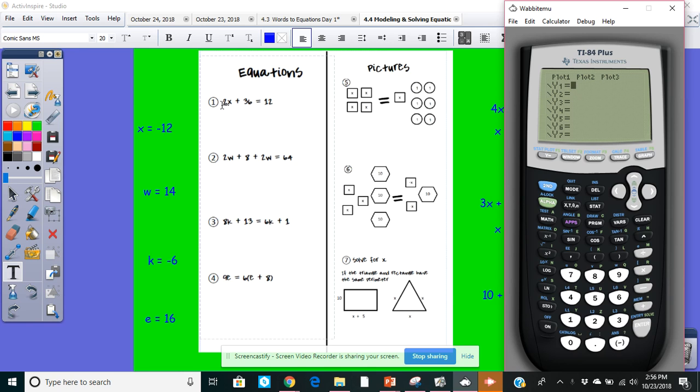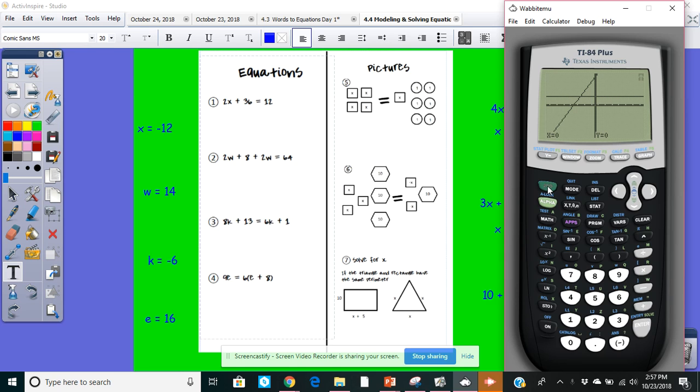So for example, here on number 1, 2x plus 36 would go into one side, and then the 12 would go in the other side. And then you graph, and you want to make sure that you can see the intersection. So we can't see the intersection here, so we're going to zoom out. Let's see if we can see it now. All right, so there's my intersection.